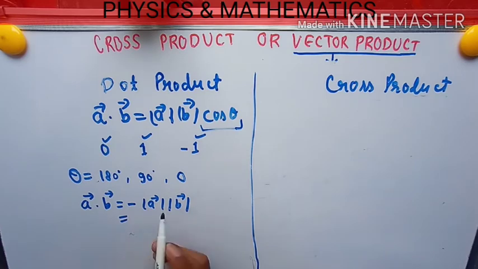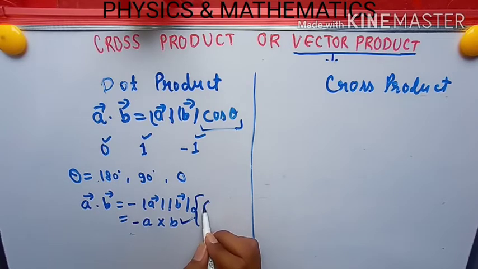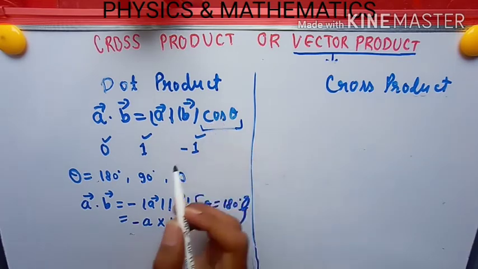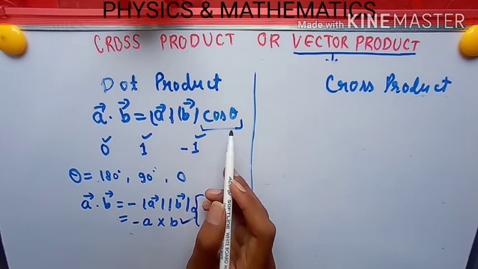Understand? If you don't want to write mod again and again, you can simply write it as A into B, with a minus. This times sign is not the sign of cross because there is no vector. If there is a vector, this multiplication sign becomes a cross sign, and if there is no vector on A and B, they are treated as scalars. So this is simply scalar multiplication, nothing to worry about. Now this happens when theta is equal to 180 degrees. Move to the second case. Second case, when you put 90. Now cos 90 is equal to how much? 0.